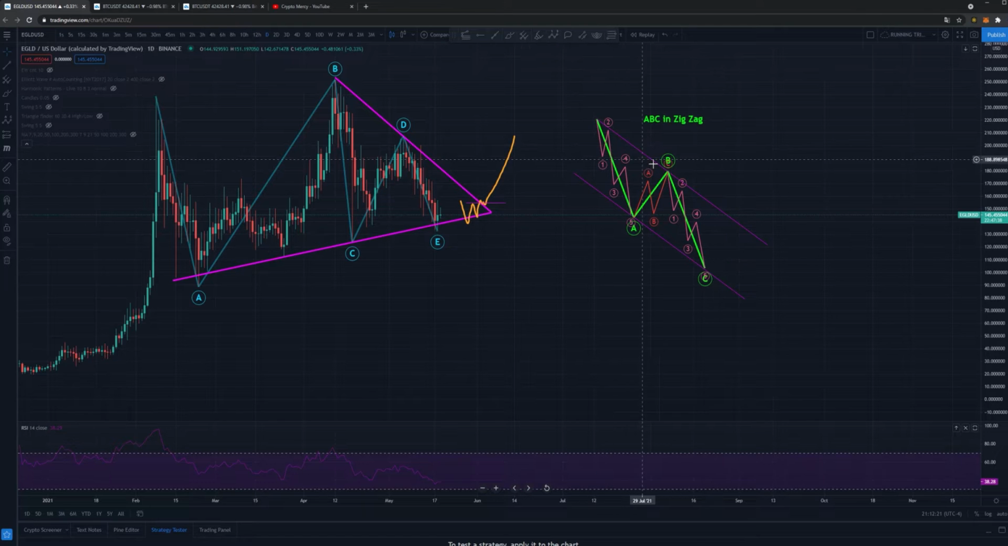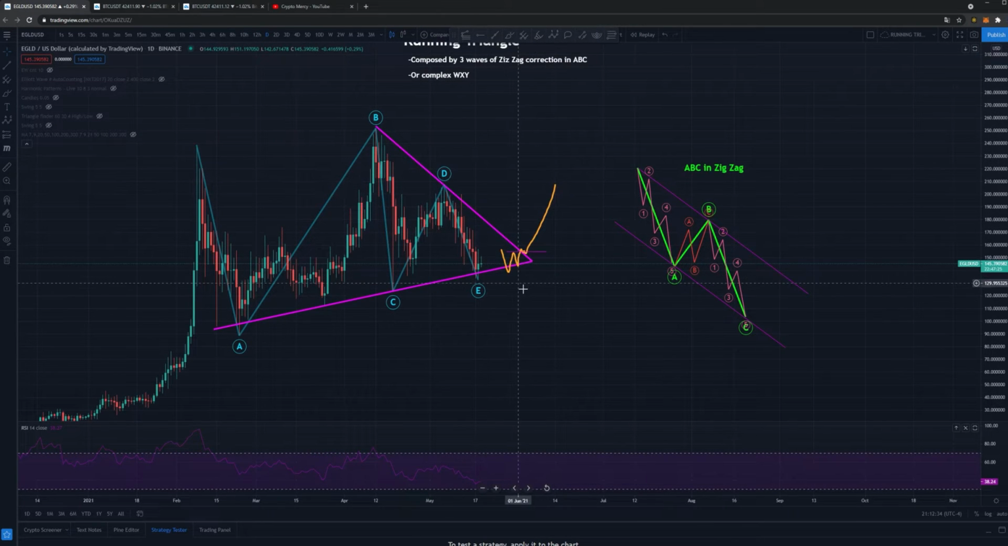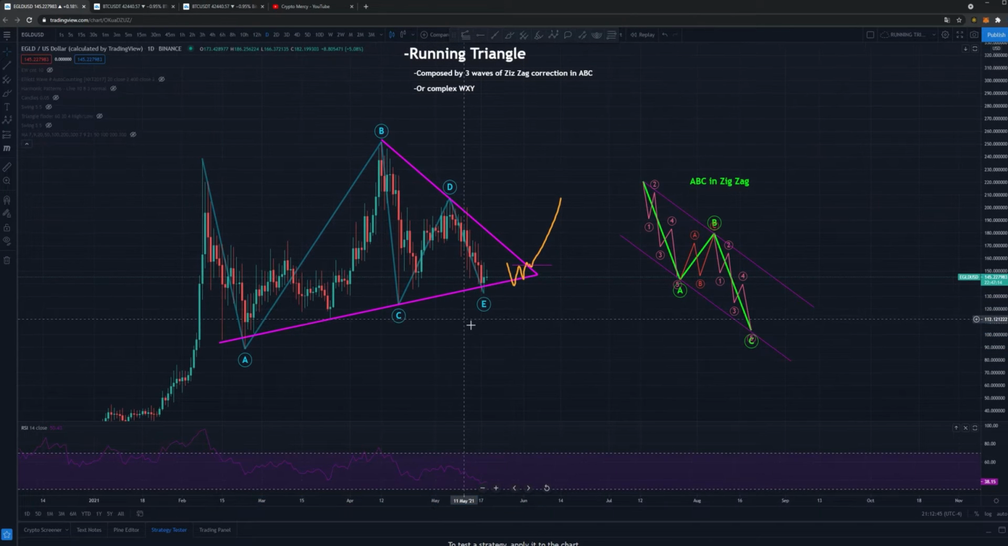I didn't bring the zigzag scenario for now, or a double zigzag scenario, or even a double XY scenario for Elrond, because I think this one is my favorite. And we didn't break down this neckline, this support line of the triangle. And also you need to know that this is the floor of the rising wedge too, or the ascending triangle.